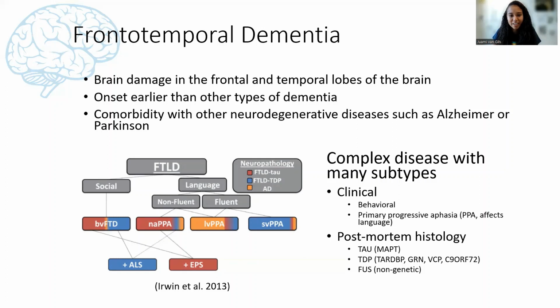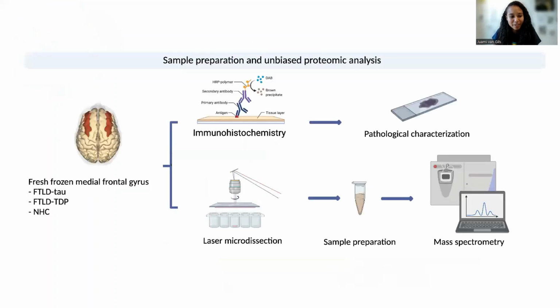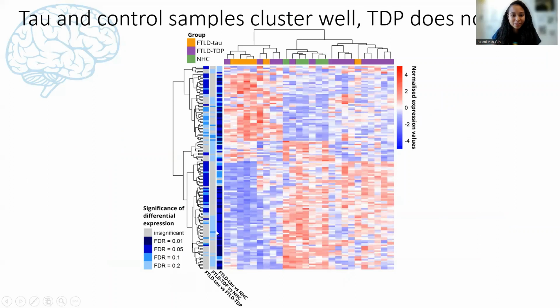So the question we wanted to answer was which molecular mechanisms actually underlie this disease. To do that, we got 26 post-mortem samples from the medial frontal gyrus of the brain, which we then used histological staining to characterize whether they were tau, TDP, or a control group. At the same time, we extracted the proteins from these samples and performed mass spectrometry to determine the protein expression levels in these samples.